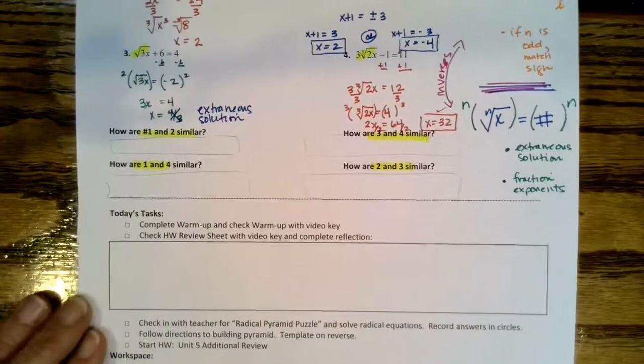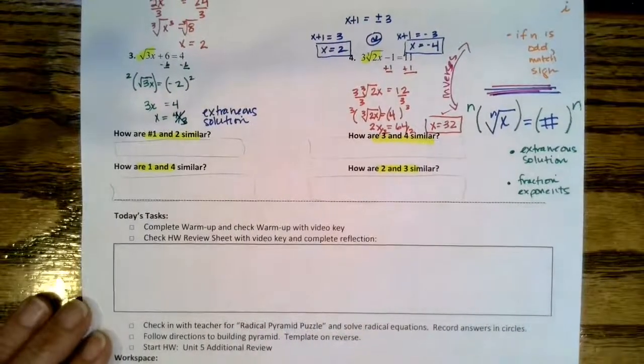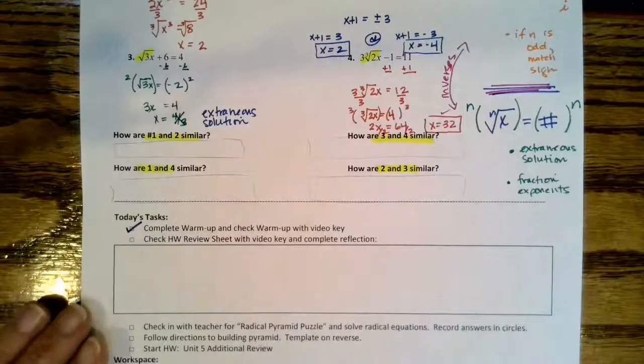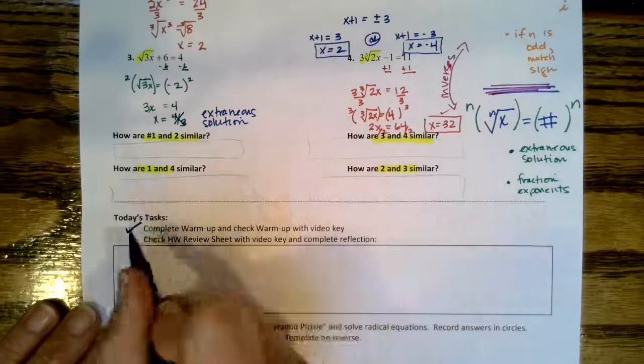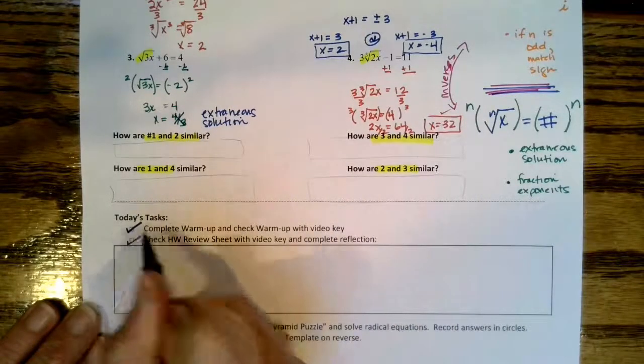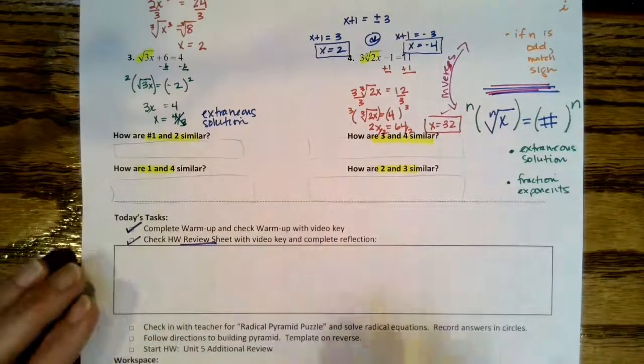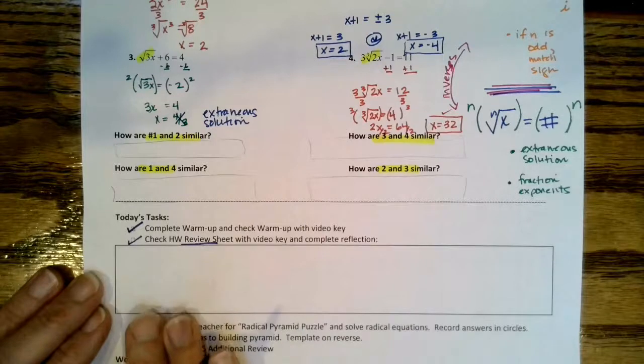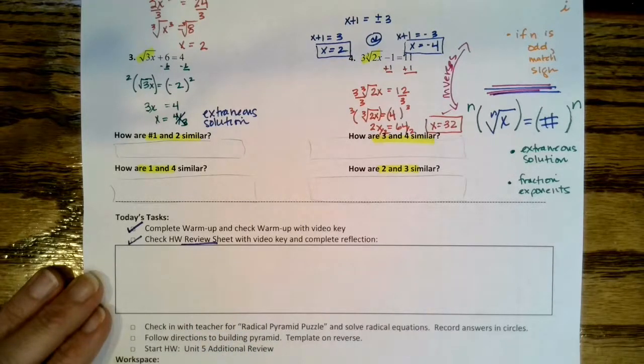All right, here's today's tasks. You are to complete your warm-up and check it with the video key. That's where you are now. I want you to check your homework with the review sheet. And I would like you to reflect on where it is that you went wrong. That key is posted, so you should have no problem checking those answers for the review sheet.